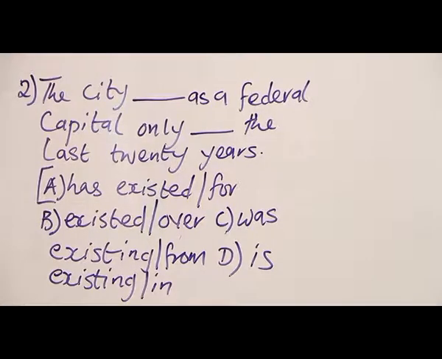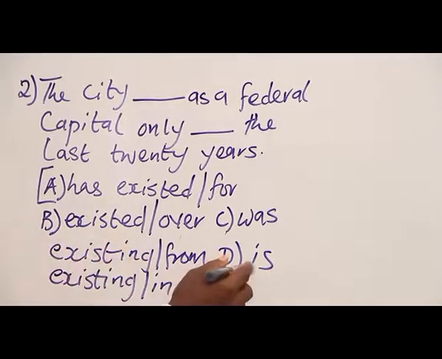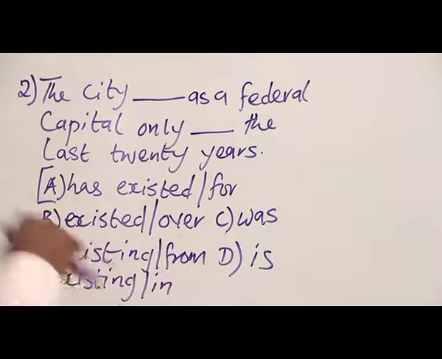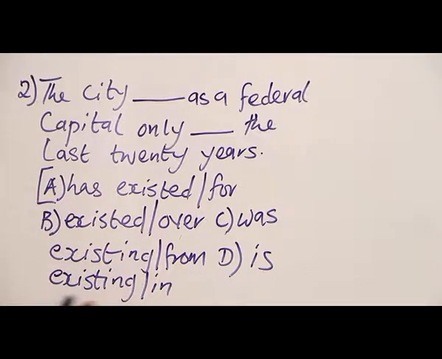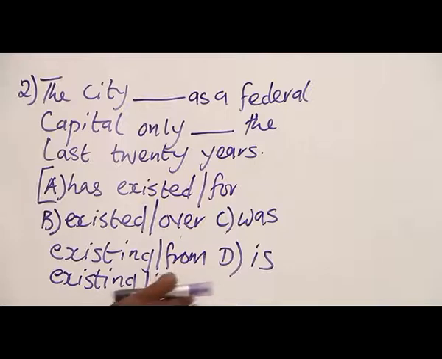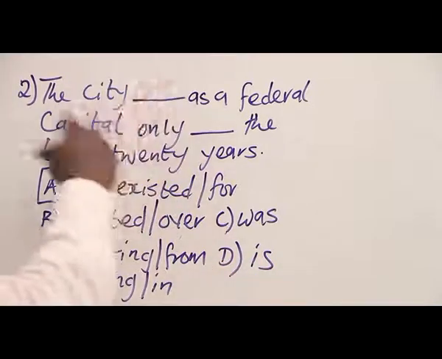Now we'll look at D. The city is existing as a federal capital only. Its existing will not work because its existing is the present continuous tense, and that is a tense used to indicate an action that is happening at the moment of speaking. And what we have here is a stretch of occurrence of existence of the city. And so to say at the moment of speaking doesn't really capture the tense we're talking about. So its existing, as a present continuous tense, will not work in this aspect.